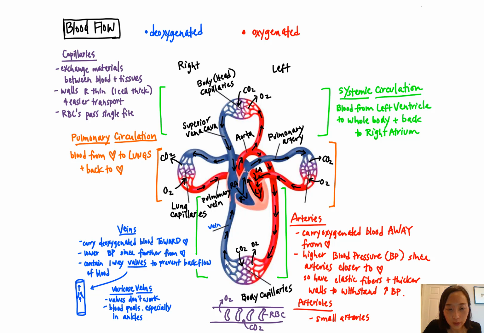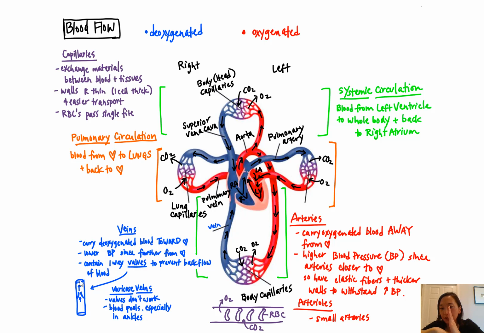And then we now go into veins. Veins carry deoxygenated blood toward the heart. Since they're farther away from feeling the pressure of the ventricle, they experience lower blood pressure overall. And they contain these one-way valves that arteries don't have. And if you look inside a vein, the valves kind of look like this. The blood flow is going toward the heart, and then the valves actually close to prevent gravity from pushing the blood back down.